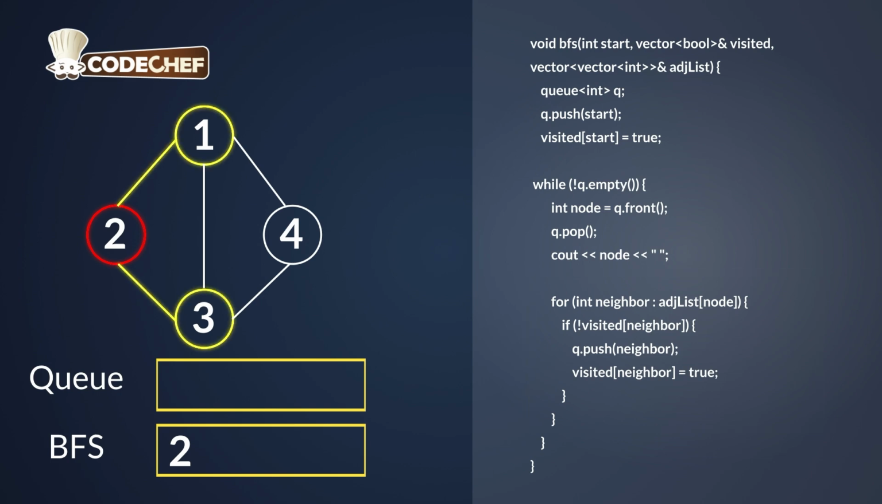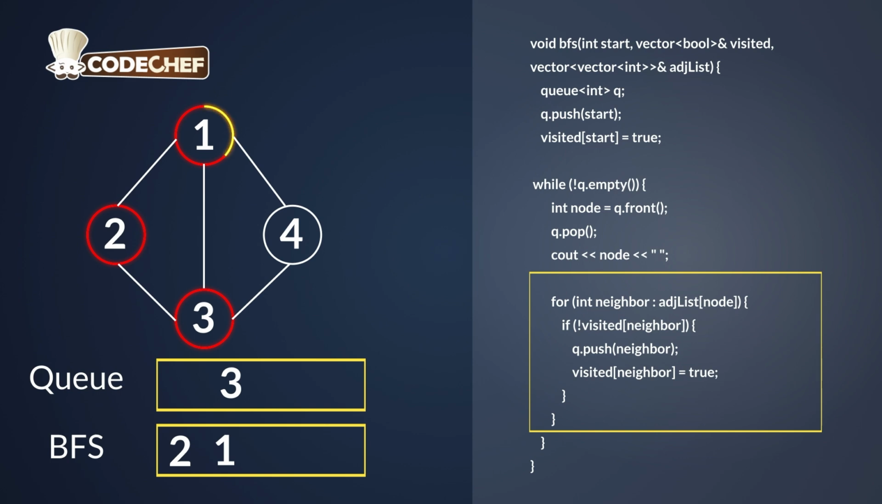In our graph, node 2 connects to nodes 1 and 3, both of which are added to the queue and marked as visited. Then, the next step is processing node 1. As shown, we remove node 1 from the queue and print it. We then explore its neighbors.